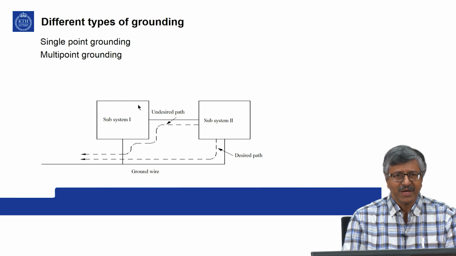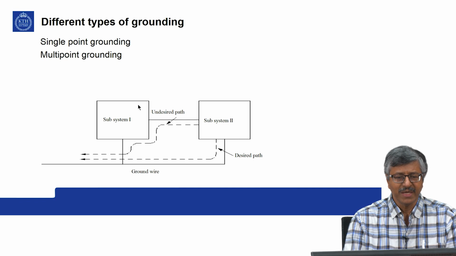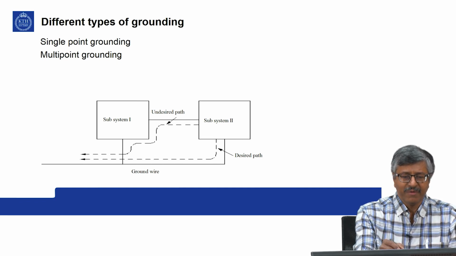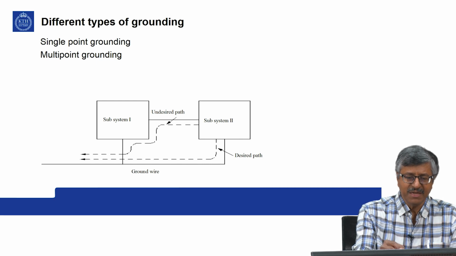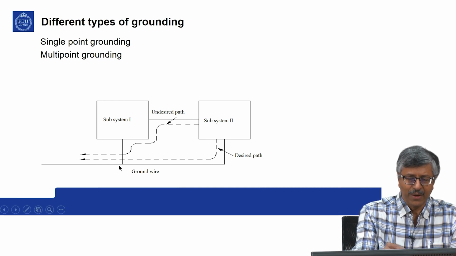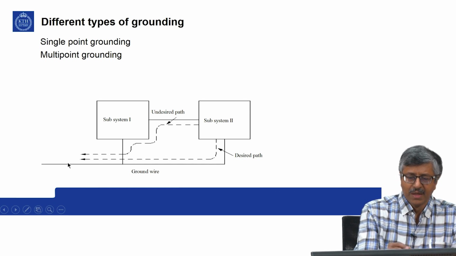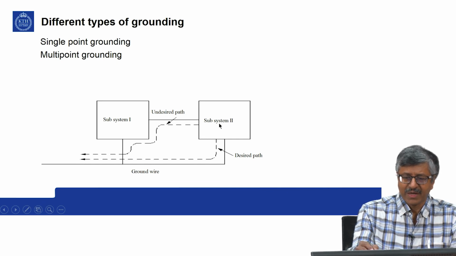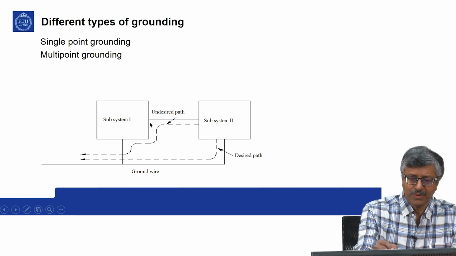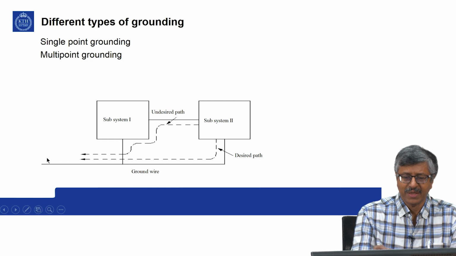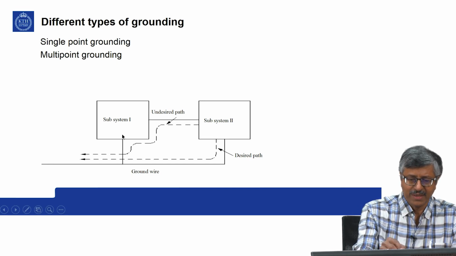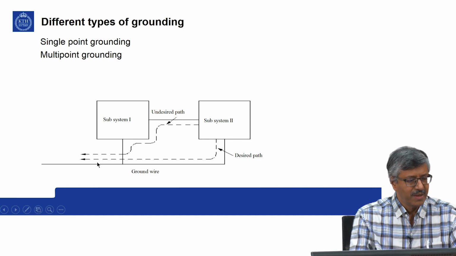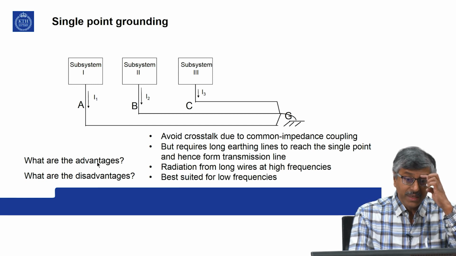So two different types of grounding are often introduced. One is single point grounding and the other is multi-point grounding. For example, if you have a subsystem 1 and subsystem 2, they may have some connections between them, and during any fault the desired path that you would like is straight to the ground wire. You do not want fault currents to follow along the cables from system 2 to 1 and then from there to ground. So how do you ensure that all the fault currents follow straight to the ground, not to the other system? Single point grounding can often achieve that.